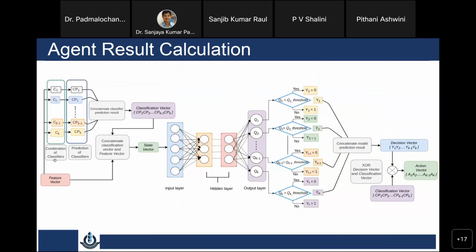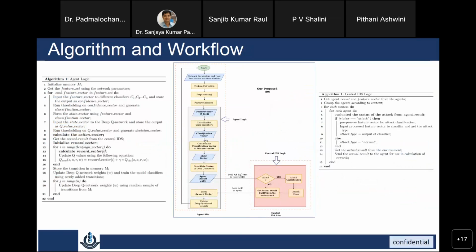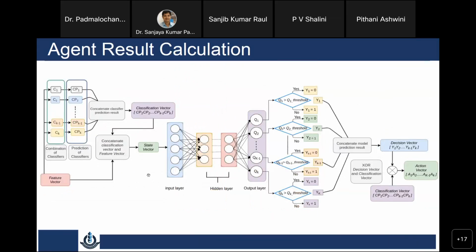You can see this is the agent logic, the agent result calculation. Various classifiers are used, a combination of classifiers. The feature vector and the classification vectors from different classifiers are concatenated to generate the state vector, which I mentioned here. The state vector, the different classifiers' results, and the feature vectors are embedded together here.